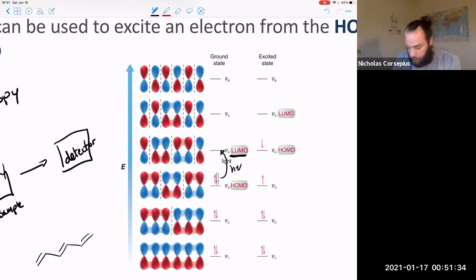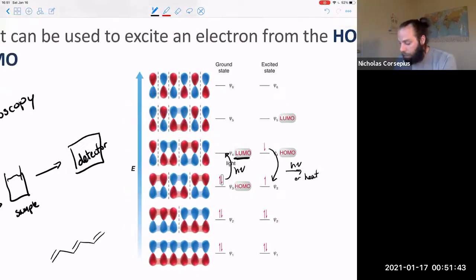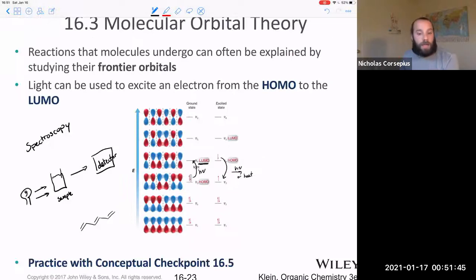What happens from here, this electron will relax back down and release either light or heat in the process. Okay, but that's why these dienes, really why anything, are absorbing light, is because you're knocking an electron from the highest occupied molecular orbital up to the lowest unoccupied molecular orbital. So just using these MO diagrams that we just learned how to draw, we can illustrate that process.